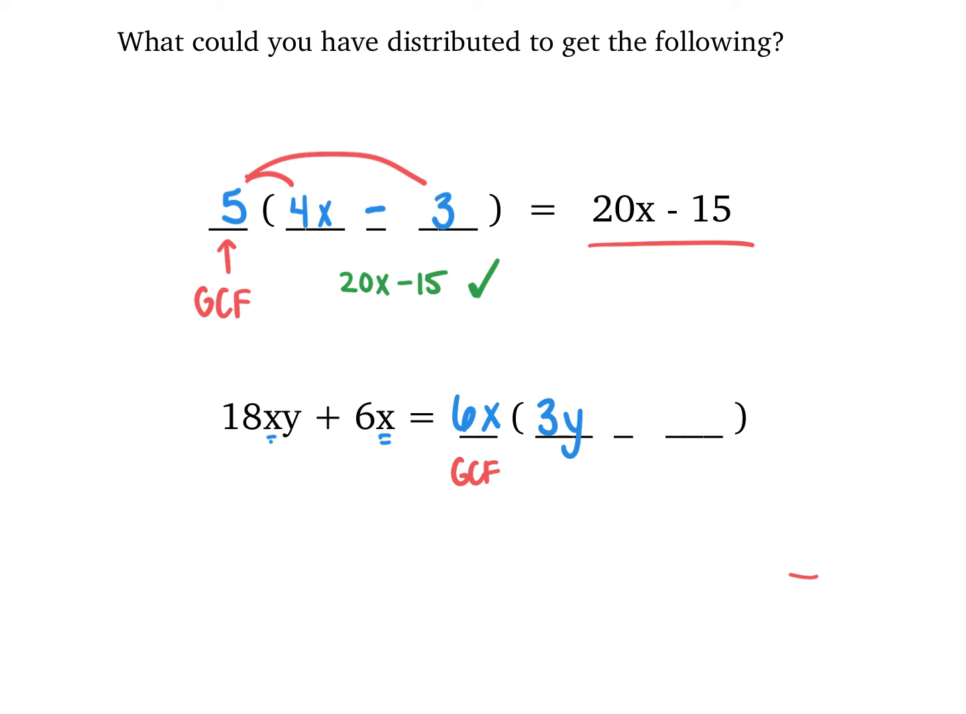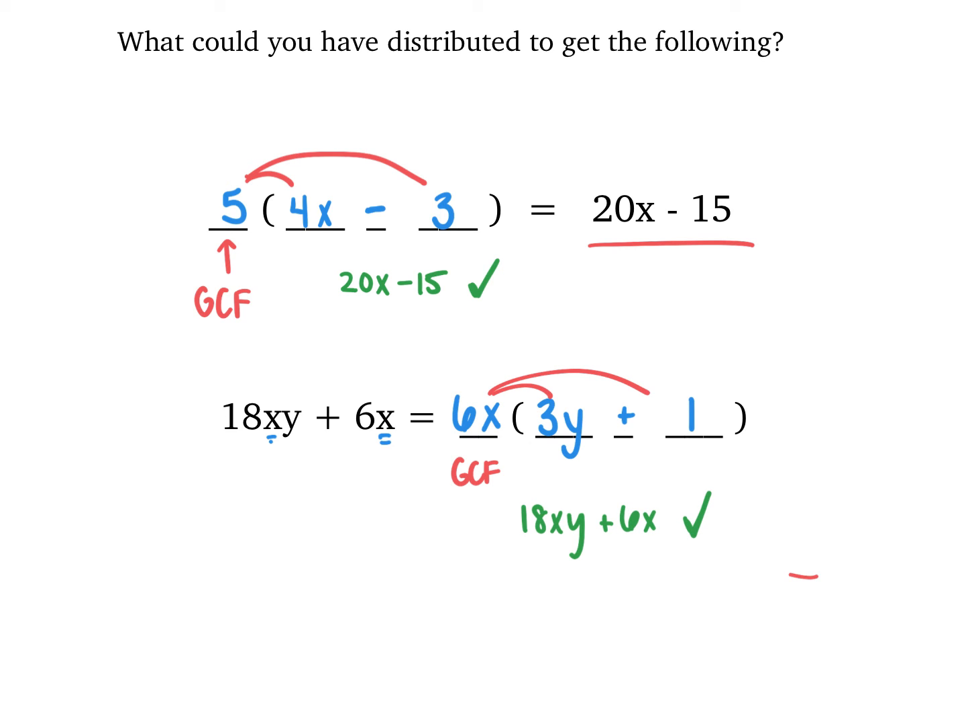To go from 6x to a 6x, I actually don't need anything, so I would just be multiplying it by 1. And again, if I were to distribute this to check myself, 6x times 3y does in fact give me 18xy, and 6x times 1 would leave me with that 6x.